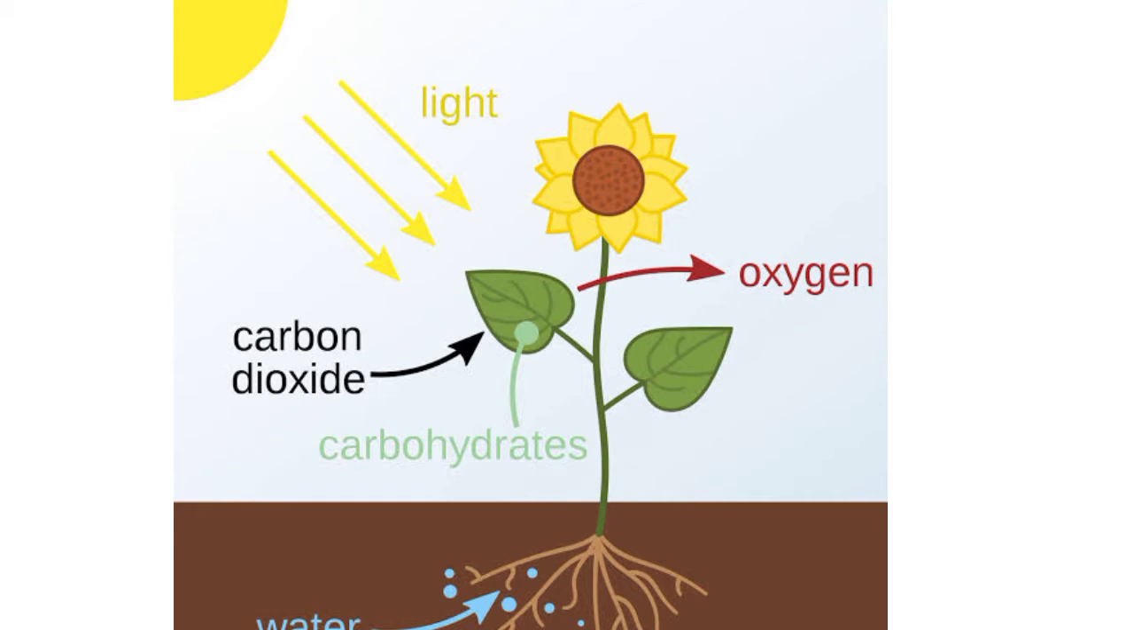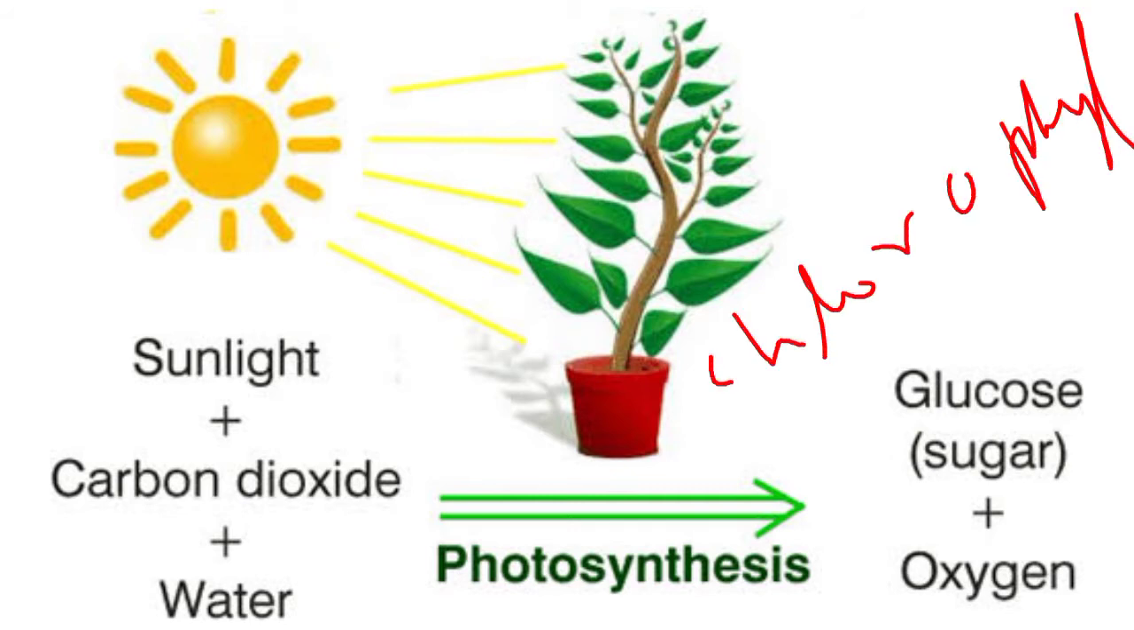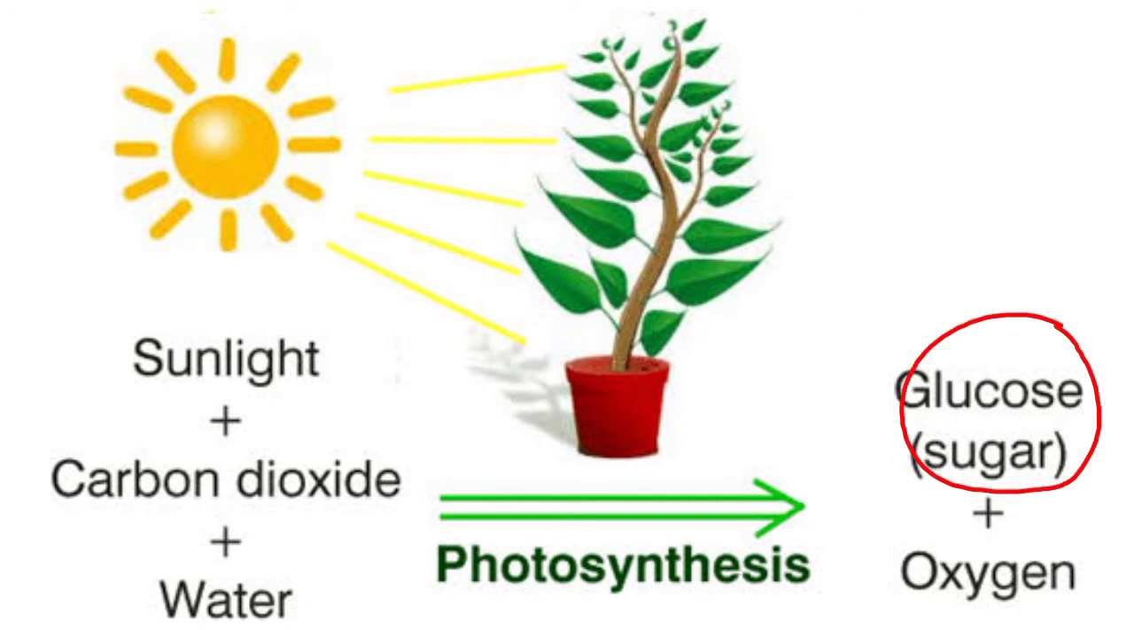Here is the equation of photosynthesis. Look at this equation. Carbon dioxide plus water, in the presence of sunlight absorbed by the green pigment called chlorophyll, gives rise to carbohydrate plus oxygen. Carbohydrates are nothing but glucose or food. So this is the equation of photosynthesis.